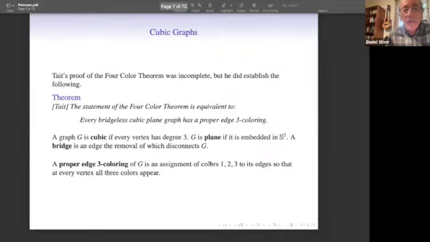Now, a cubic graph is one whose every vertex is degree 3, and it's plane if it's embedded in the plane, right? So a bridge is an edge that connects two pieces of the graph. So the bridge is something you remove and you've disconnected the graph, right? A proper edge 3-coloring is an assignment of colors 1, 2, 3 to the edges, so that at any vertex you see all 3 colors. All right, so that's Tait's version.